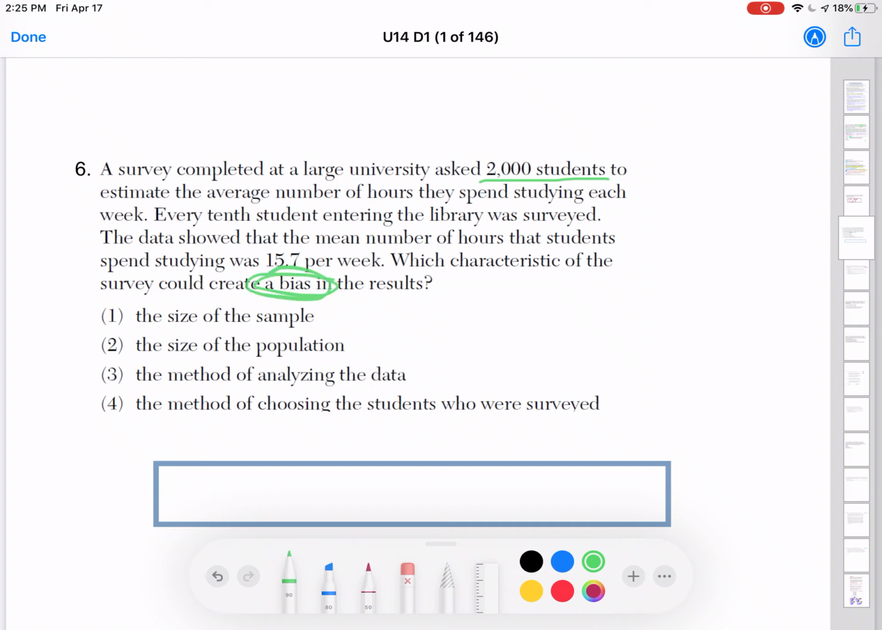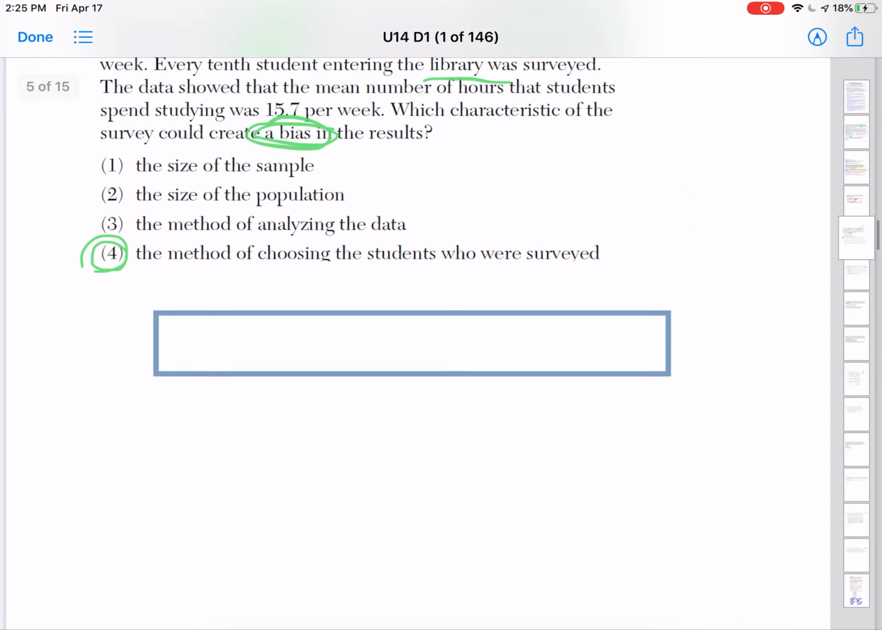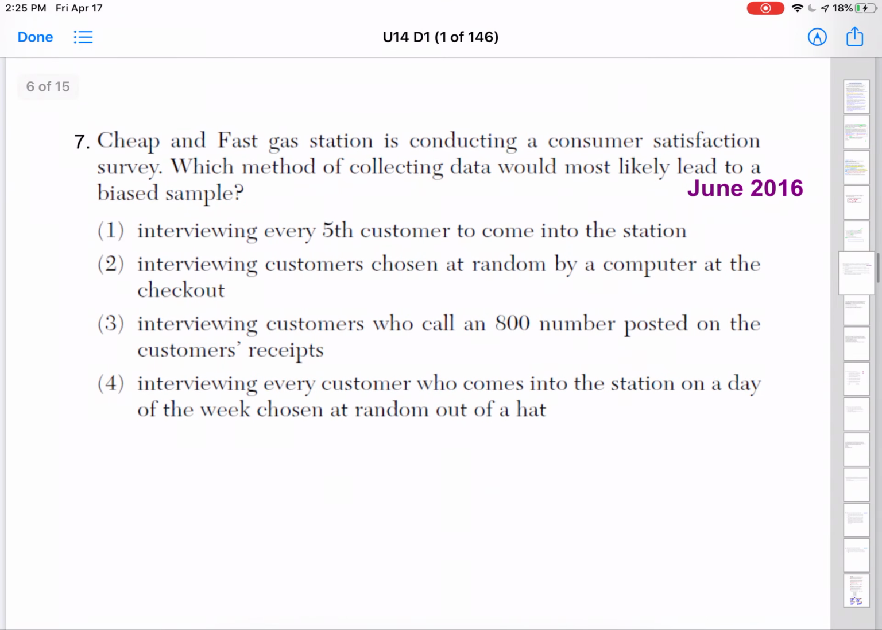Okay, so this is obviously biased, right? 2,000 is great. Every 10th student is great. But they're only looking at the kids going in the library? So the kids going in the library are probably the ones that are studying. So choice 4, the method of choosing the students who were surveyed, would create a bias. That would not be a nice, good random sample.